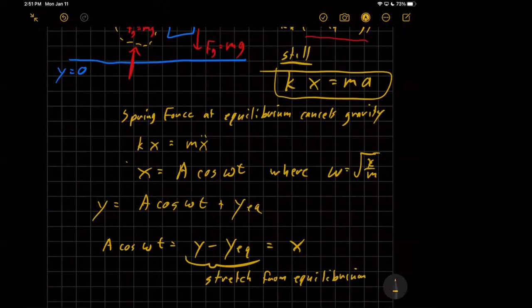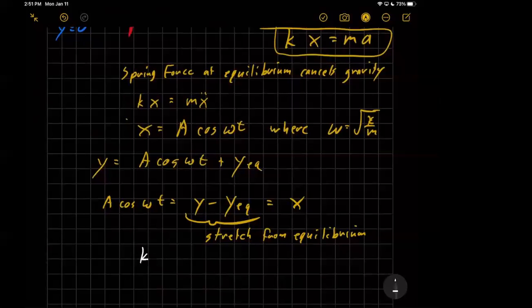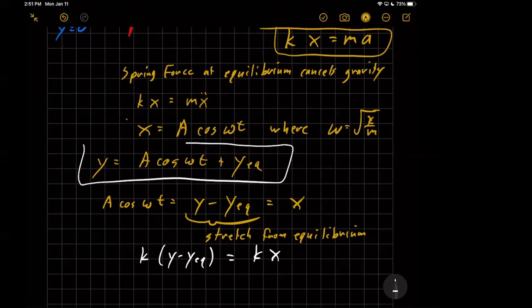So at some points in the MATLAB code, instead of seeing kx, if you see k times (y minus YEQ), that's the same as having kx. So this equation right here would describe the vertical oscillations. It's just like the horizontal oscillations, except you're going to have to add in an equilibrium height if you're calling the ground 0. So that should prepare you for what you need to do for part 2 of your lesson tonight.